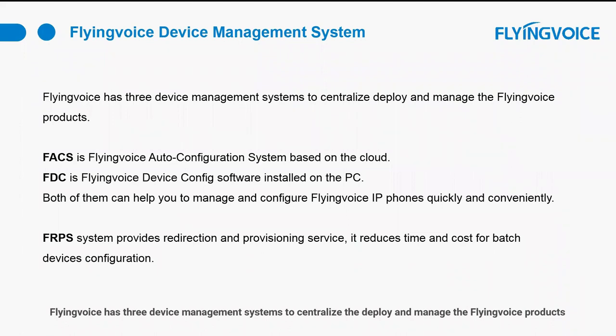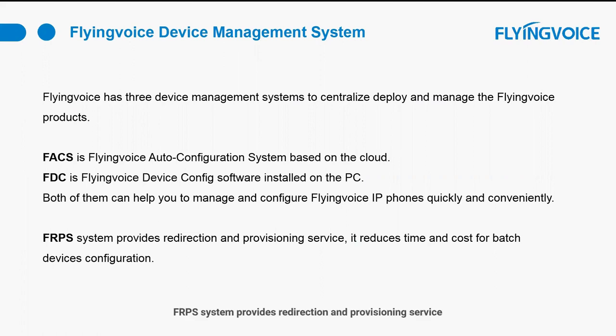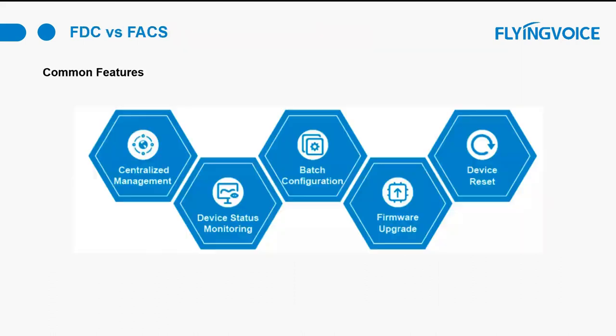Flyingvoice has 3 device management systems to centralize, deploy, and manage Flyingvoice products. FACS is the Flyingvoice Auto Configuration System based on the cloud, and FDC is Flyingvoice Device Config software installed on the PC. Both of them can help you manage and configure Flyingvoice IP phones quickly and conveniently. The FRPS system provides redirection and provisioning service. It reduces time and cost for batch device configuration.